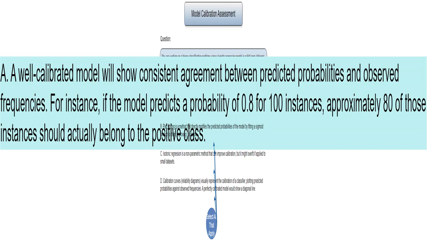I'm explaining the meaning of a well-calibrated model. It means the probabilities a model outputs should match what actually happens. If it predicts an event with probability 0.8 out of 100 times, roughly 80 times the event should actually occur. That's the gold standard for calibration.